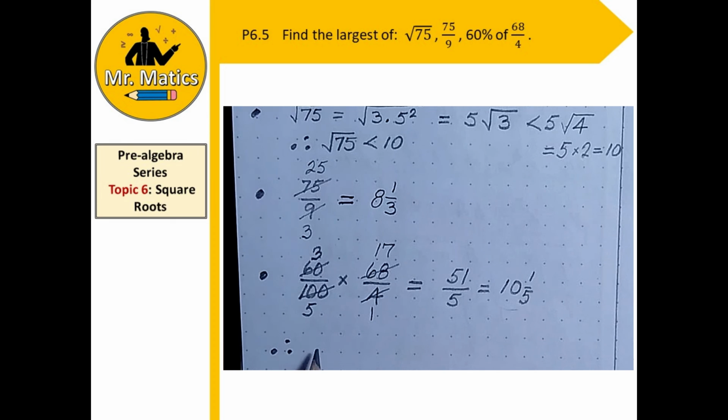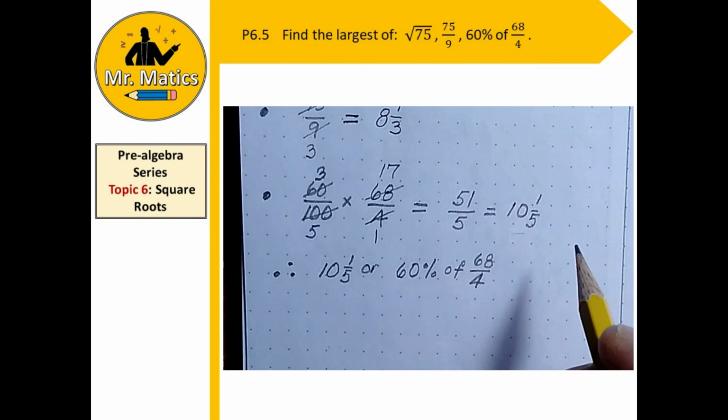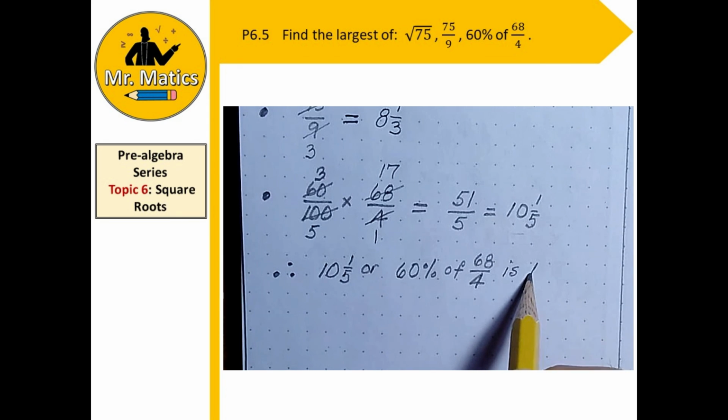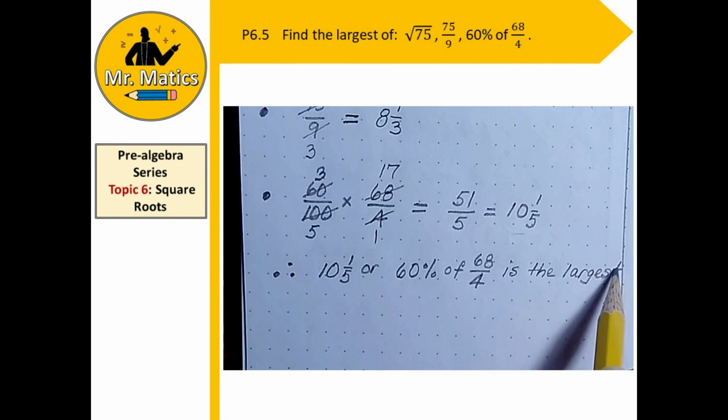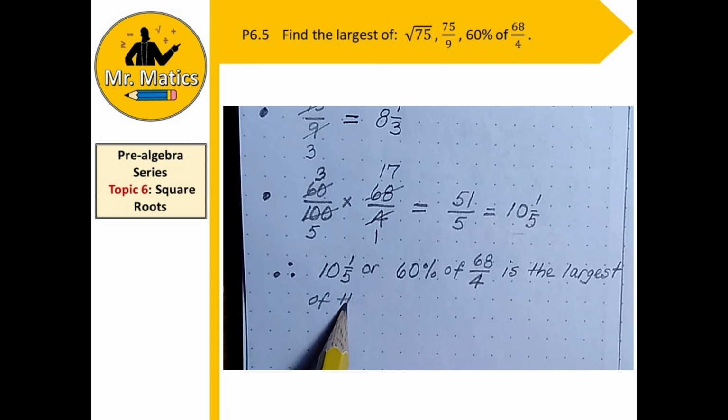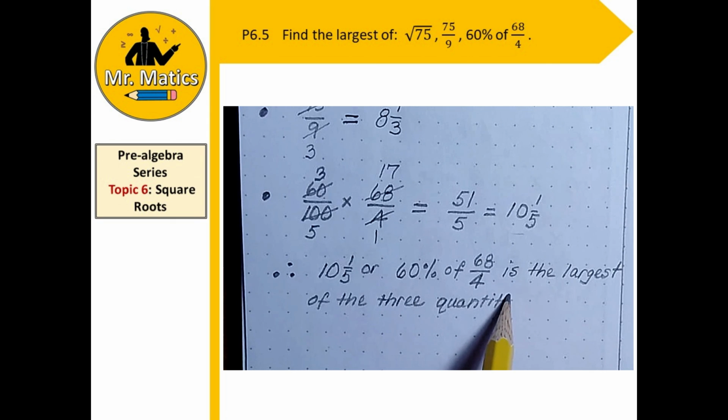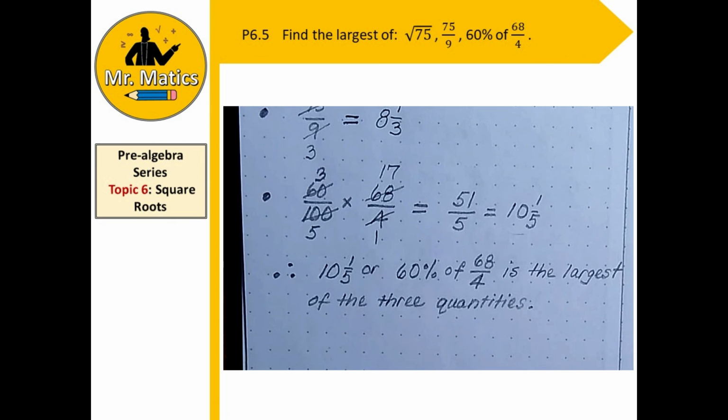So finally we write 10 and 1/5, or we go back and restate the same number that was given to us: 60% of 68/4 is the largest of the three quantities. And that is your answer.